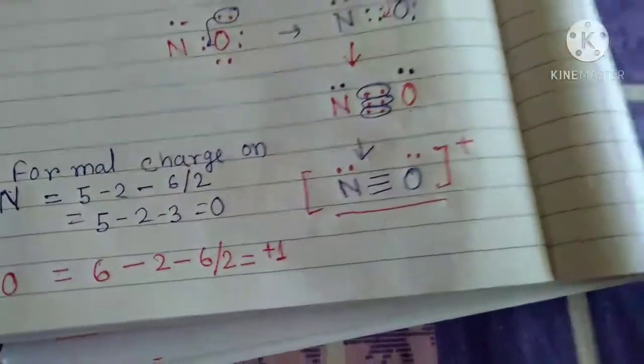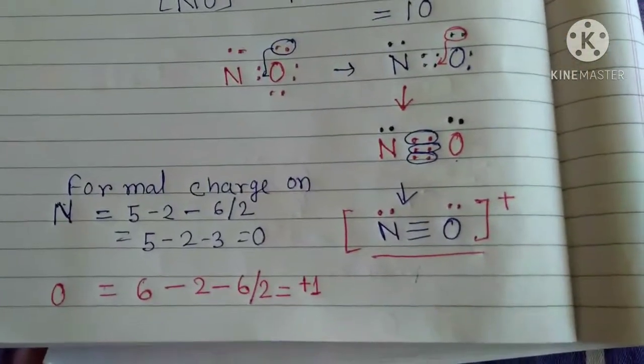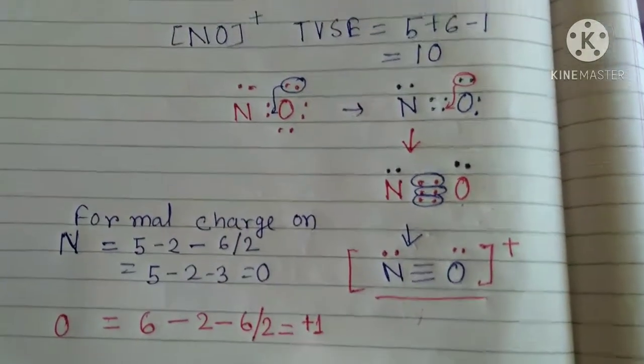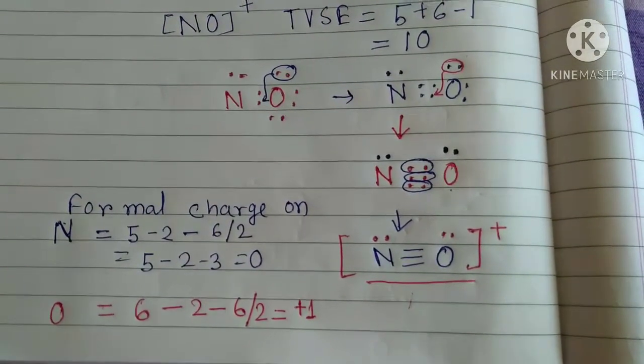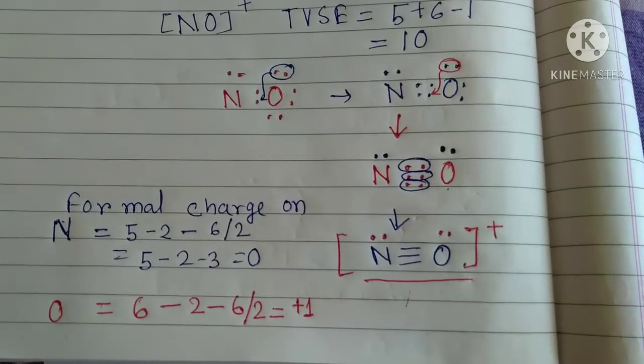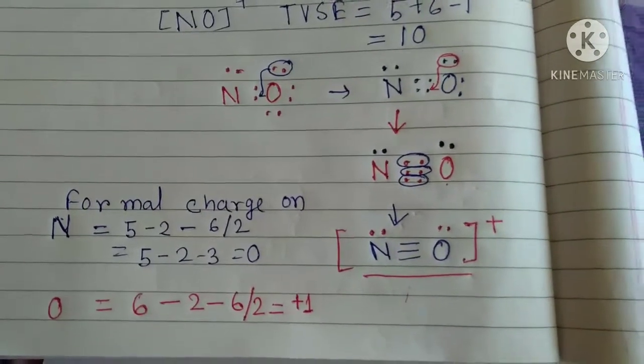So see students, drawing the Lewis-Strauss structure is very easy. You only have to follow some methods properly and you will never do it wrong. Okay, thank you for watching.